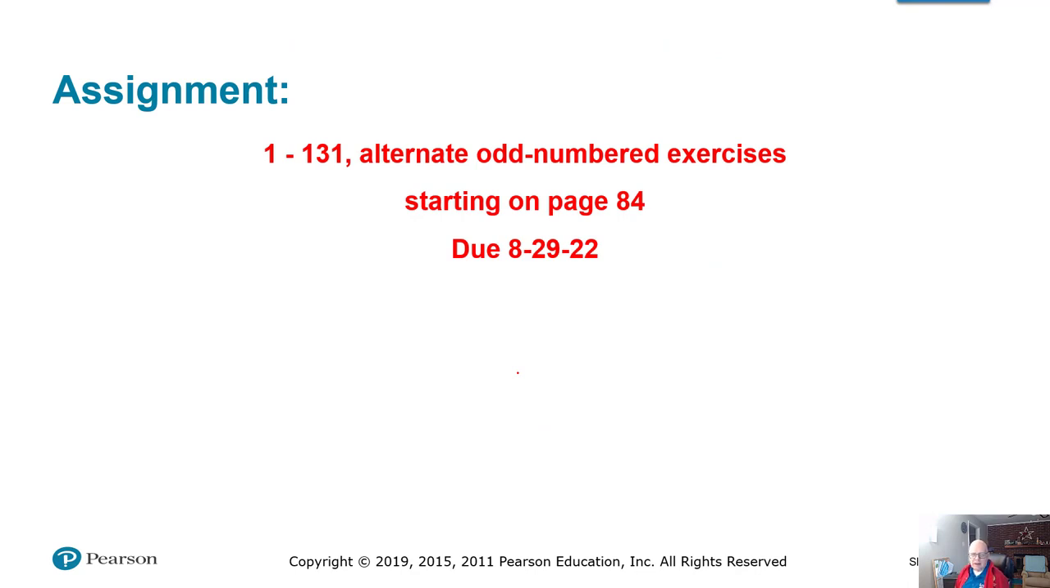Alright, now these questions are not too hard, but there are a lot of them. Even for an odd numbered group, you would have over 60 some. So I decided every other odd. So what does that mean? Well, the first odd number is a 1. It says alternate odd numbered exercises. So you skip the 3 and do number 5. Skip the 7 and do number 9. Skip 11 and go to 13. All the way up to 131.